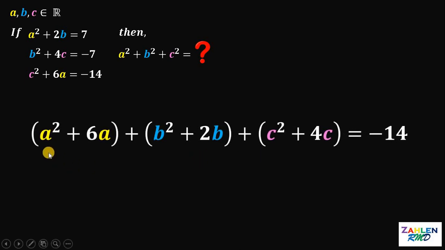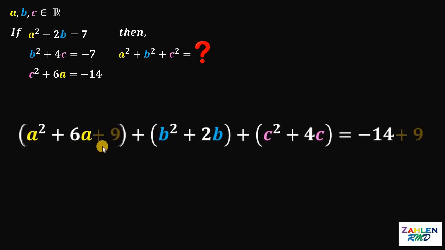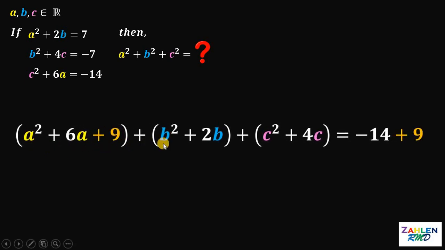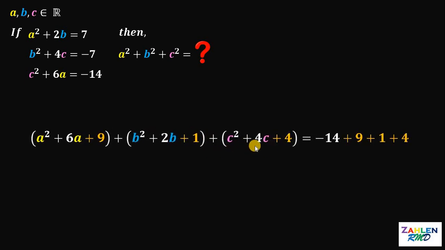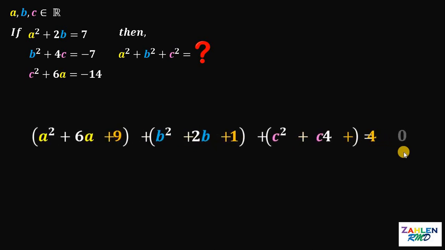Now, notice that if we add 9 on both sides, a squared plus 6a plus 9 is a perfect square. Also, if we add 1 on both sides, b squared plus 2b plus 1 is also a perfect square. And also, if we add 4 on both sides, this c squared plus 4c plus 4 is also a perfect square trinomial. Now, on the right hand side, we have negative 14 plus 9 plus 1 plus 4. And surprisingly, this is just 0.